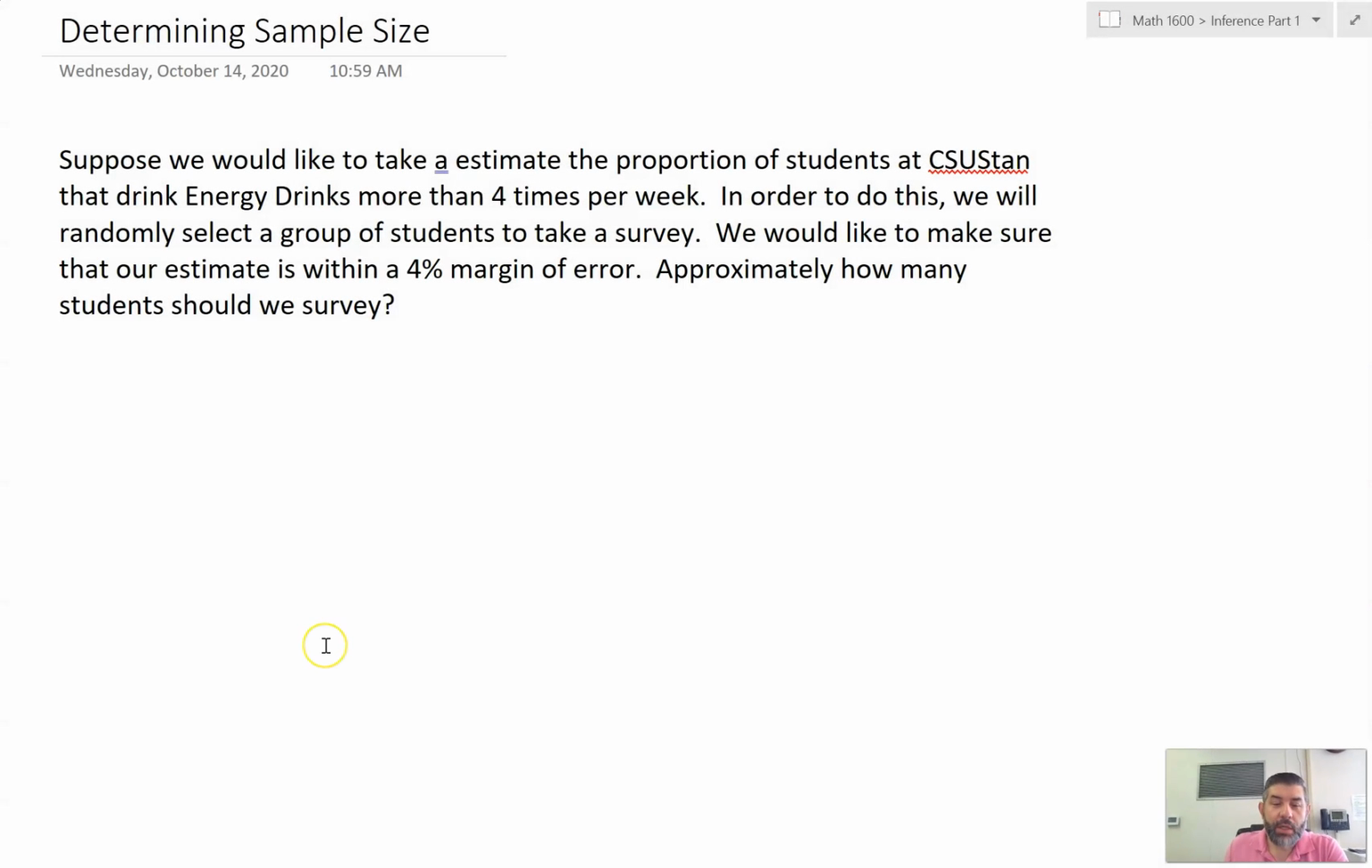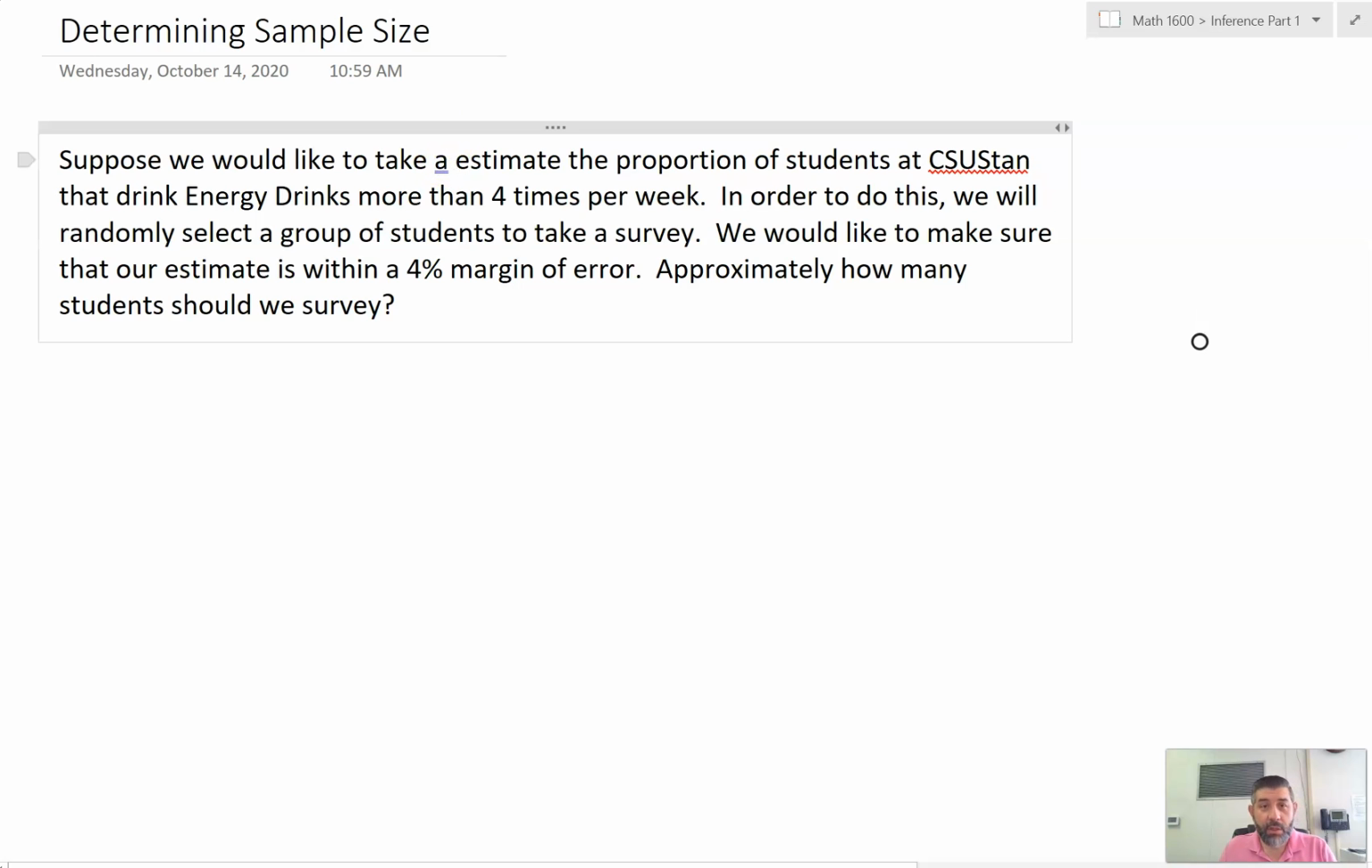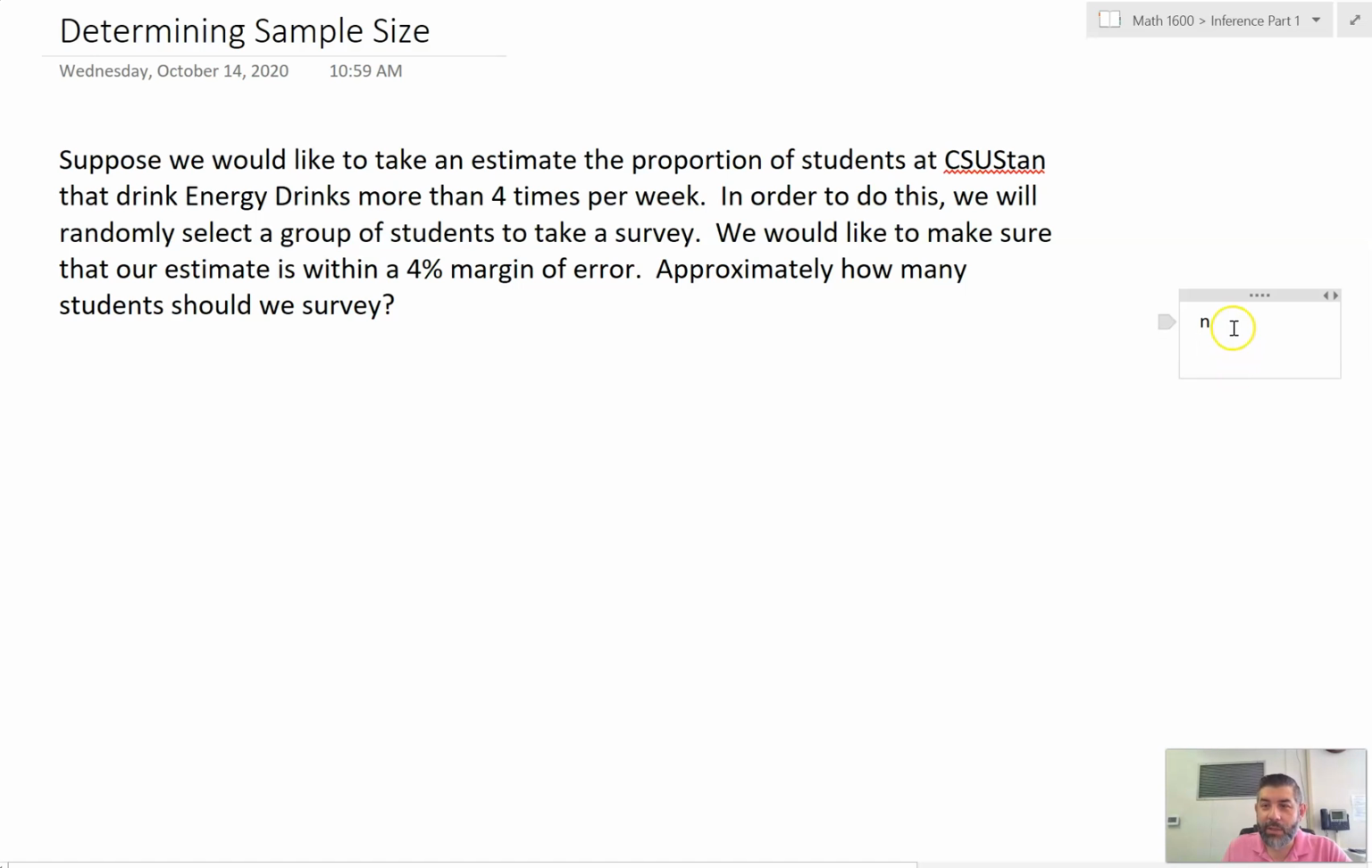Here we go. So let's suppose that I'd like to take an estimate. Okay, Mr. Mias, can you have proper grammar? What's my n doing way over there? Let's click on this and put an n there. There we go. So suppose I'd like to take an estimate. That's what we're finding, actually. We're finding n. That's crazy that happened. Let me talk about that.